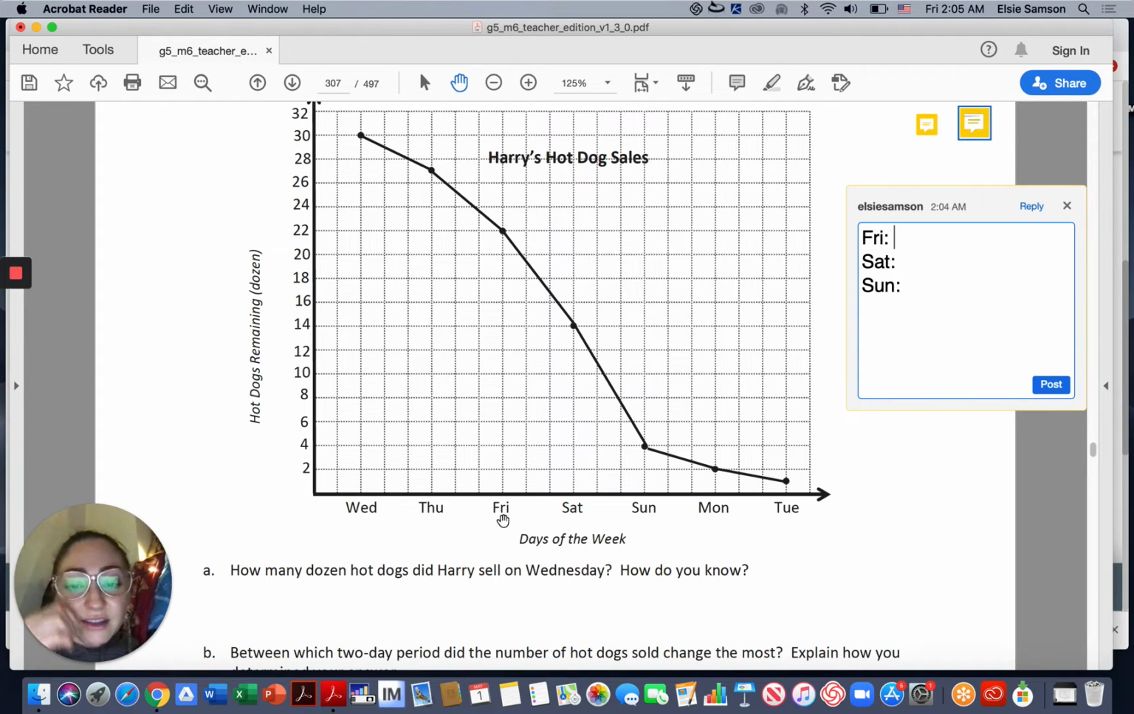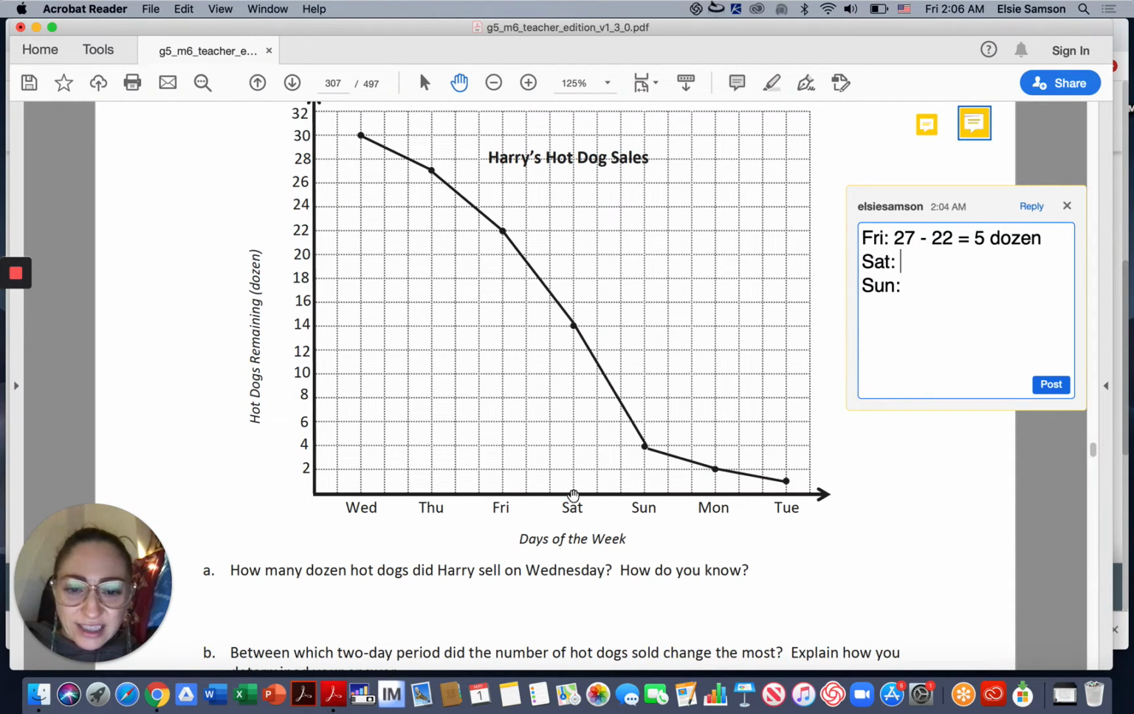And to do that, again, remember we must look. Friday now has 22 dozen, but the day before it, which was Thursday, started with 27 dozen. So Friday, we want to do 27 minus what's remaining now, which is 22. And that leaves us with 5 dozen hot dogs. So on Friday, we sold 5 dozen hot dogs.